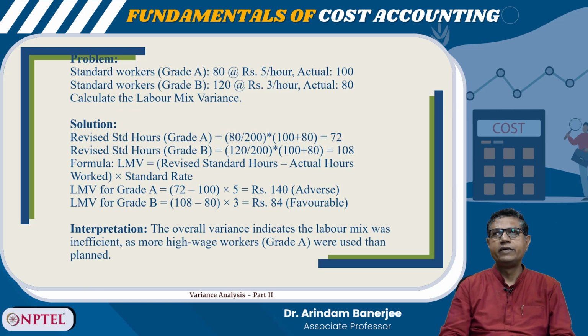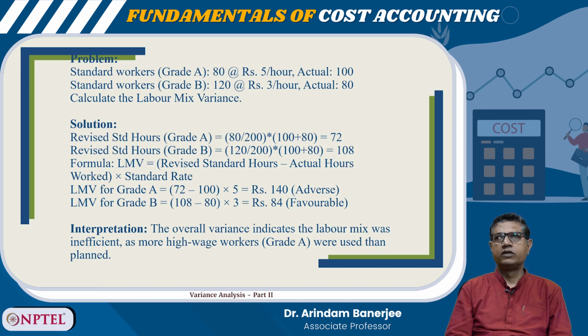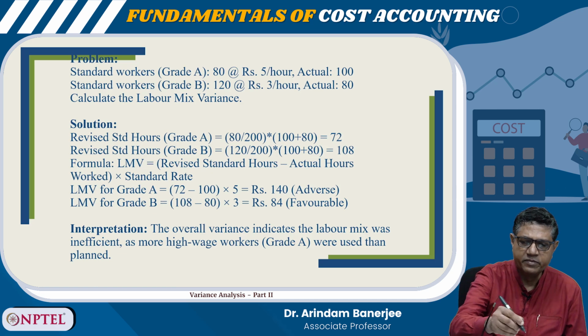So, we can calculate it like this. Here is the problem. There are two grades of workers here. The first one is grade A. Grade A, they have 80 at the rate of rupees 5 per hour. Actual they have taken is 100, right? Standard workers for grade B are 120 at the rate of rupees 3 per hour, right? For grade B, actual they have taken is 80. Calculate the labor mix variance.